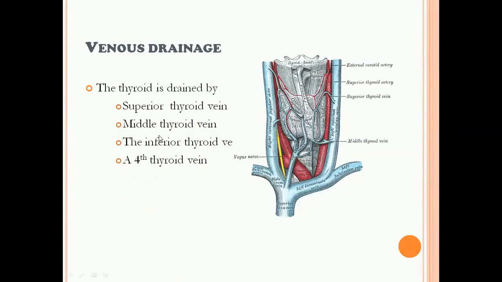The superior thyroid vein, inferior thyroid vein, and the middle thyroid vein drain directly into the internal jugular vein. You also find a fourth thyroid vein sometimes, which is a kind of variation, but it may still be present and it is not pathological.